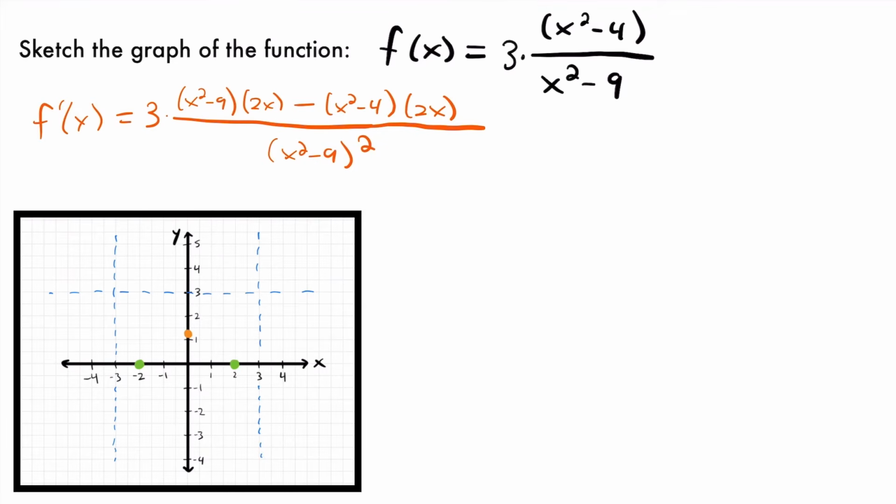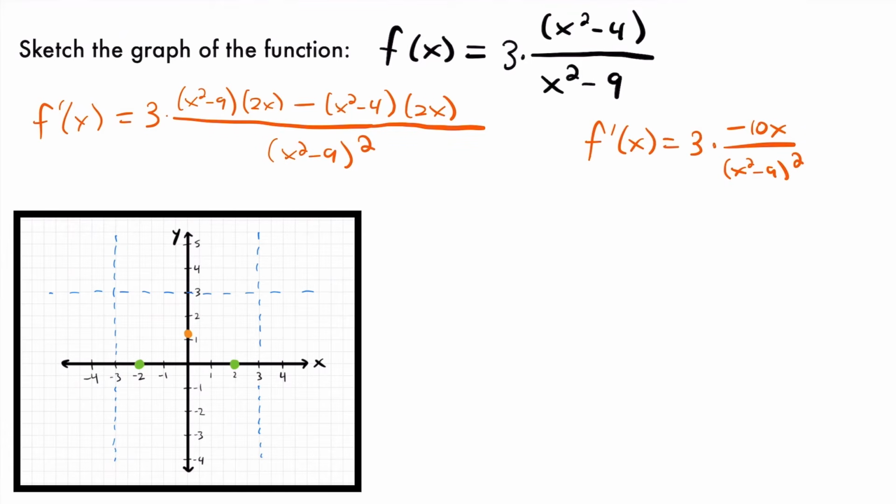If you simplify this, you'll have that the first derivative, f prime of x, will be equal to 3 times negative 10x divided by x squared minus 9 squared. This would be your simplified version of this derivative. Now what we want to do is determine the differentiability of our function. To do that, we just check the continuity of our derivative.